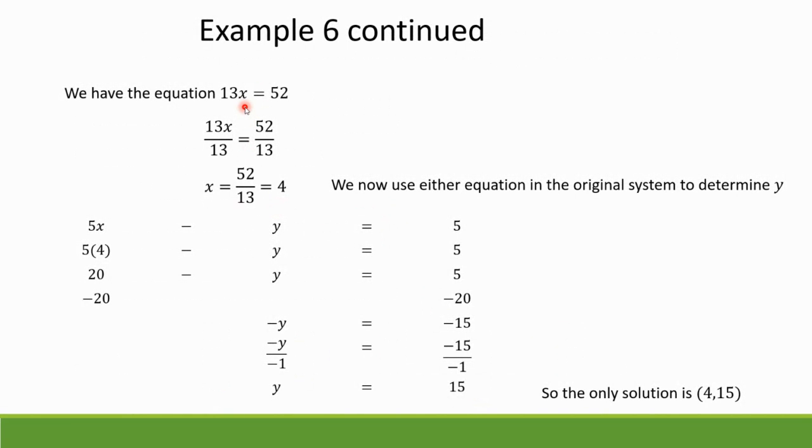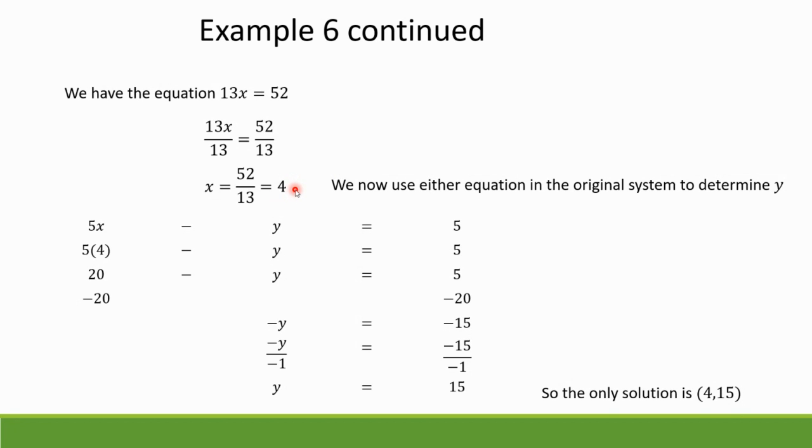So from here, we get 13x is 52. We divide by 13 because we want to get x. Again, we really just have one equation, one unknown. The unknown is x. We divide both sides by 13, and we get x is 52 over 13, which is 4. So we know x equals 4. The hard part is done.